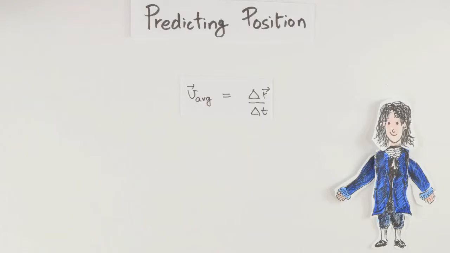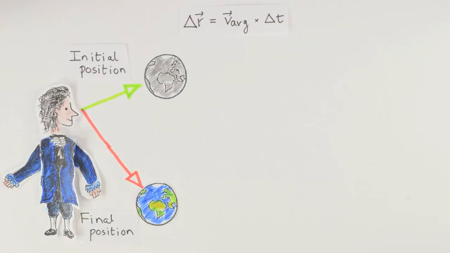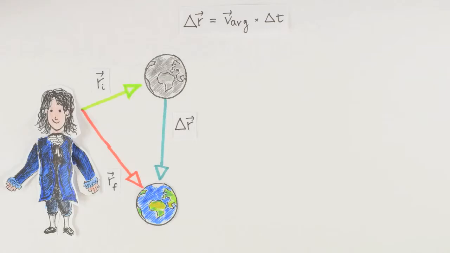Again, we do a bit of algebra, multiplying both sides by delta t and simplifying a bit to obtain an expression for the displacement, which is the change in the object's position, meaning the object's final position, r sub f, minus the object's initial position, r sub i.